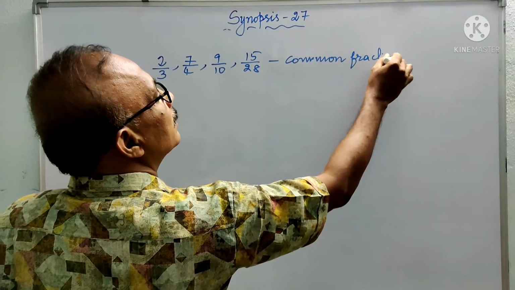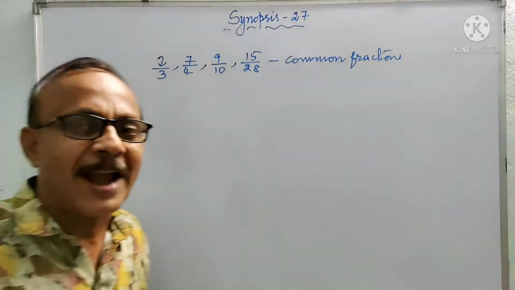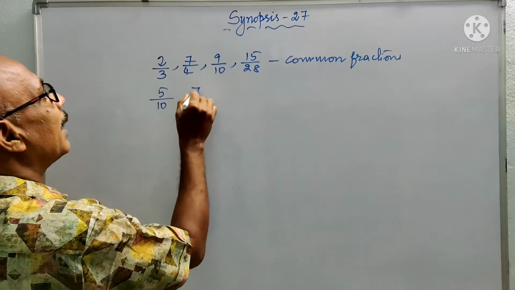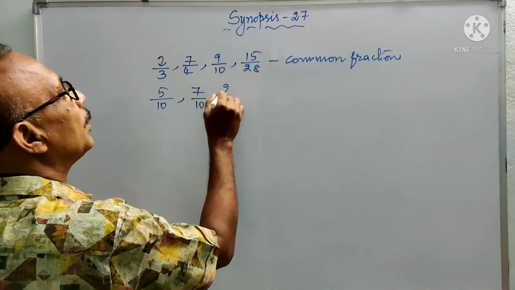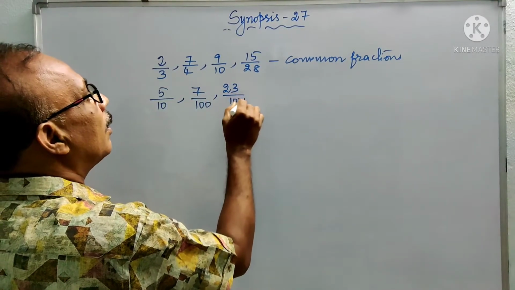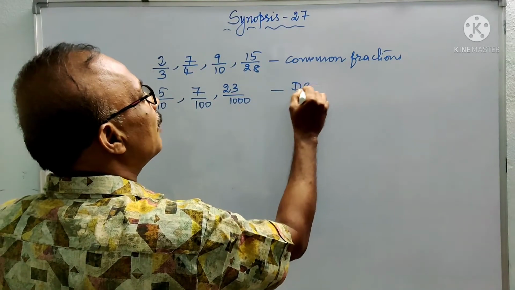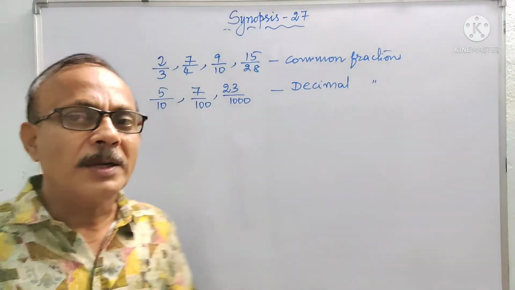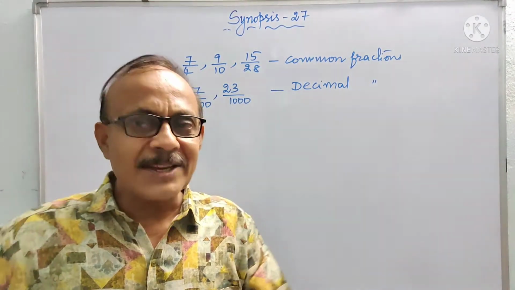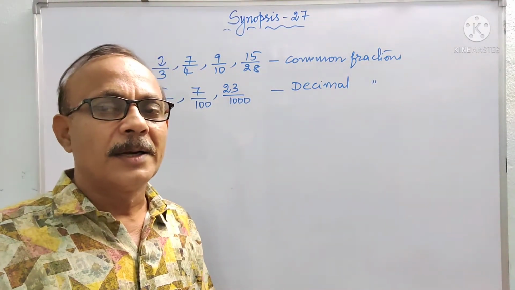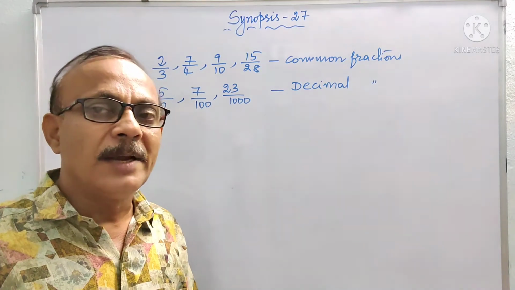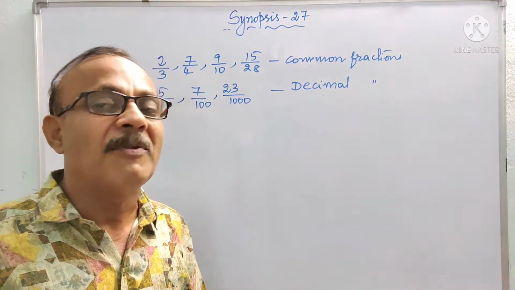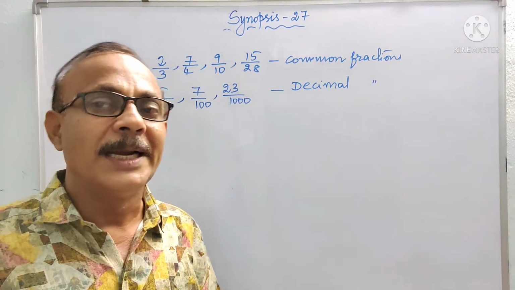Now, there are some other fractions. I am going to write on the board. See, 5 by 10, 7 by 100, 23 by 1000. These are all called decimal fractions. So what are decimal fractions? Fractions whose denominators are 10, 100, 1000, 10,000, etc. That is, the denominators are powers of 10.